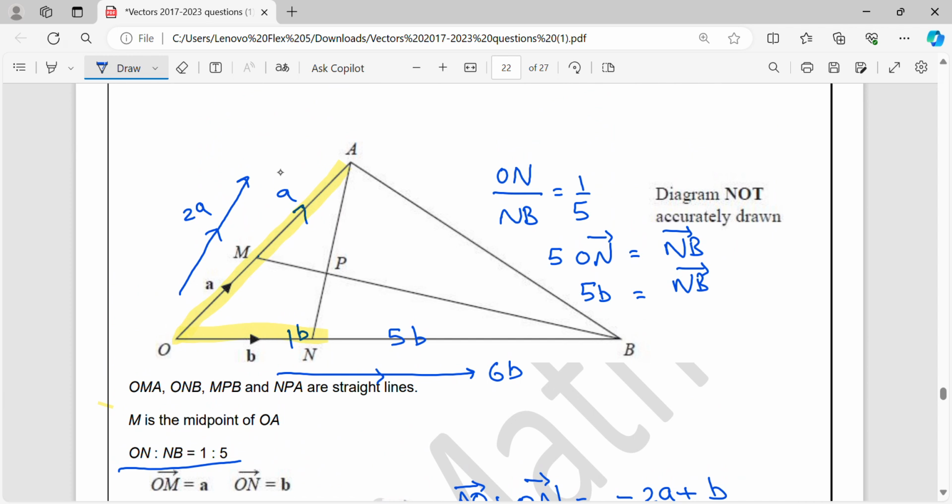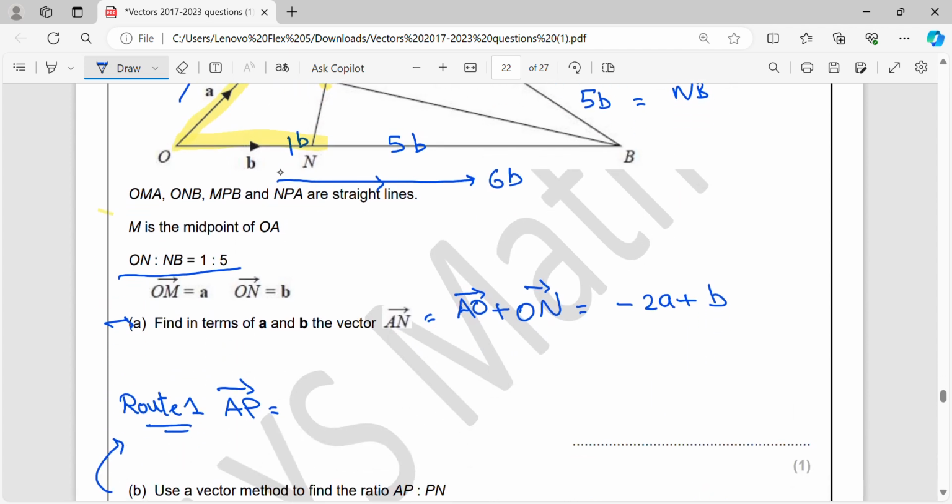AP has some ratio that I don't know of the total length. It means this length is some fraction, let's say X, of the total length, and the total length is AN here. So I can write AP as X into AN. We just got AN in the A part, so it's X times minus 2A plus B. This is my route 1.